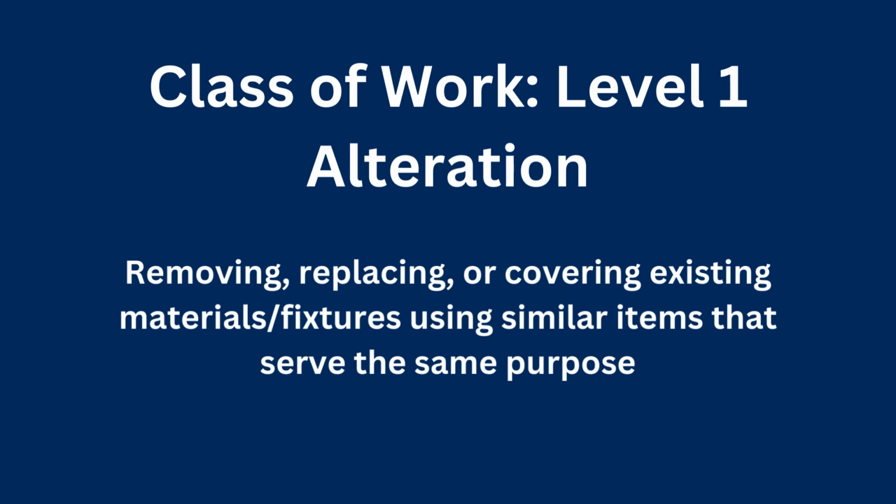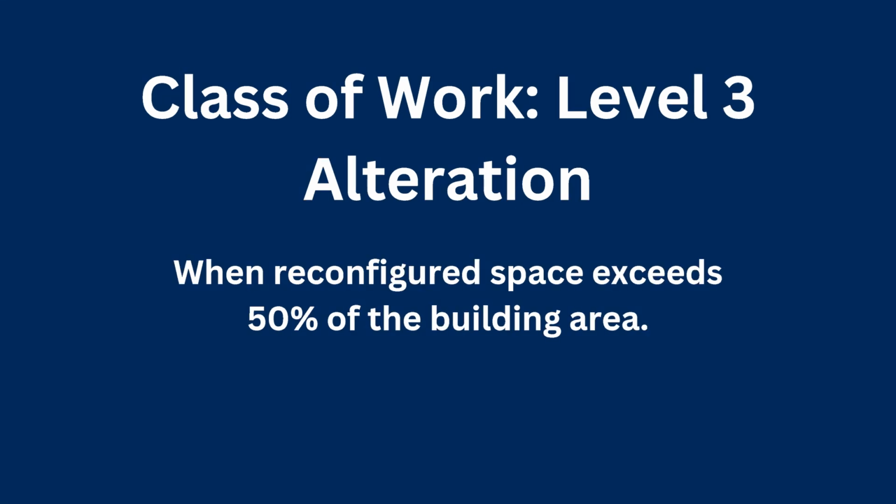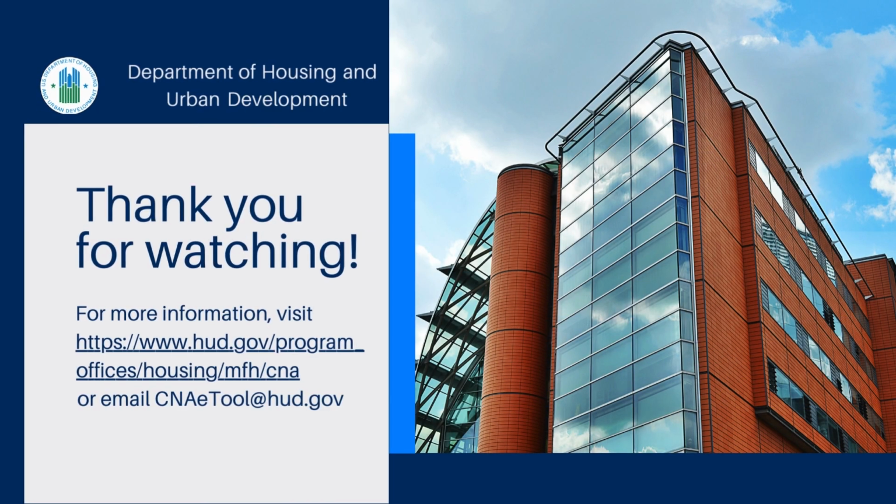or wall finishes. A level 2 alteration refers to work that includes reconfiguration of any space or system, the addition or elimination of any exterior door or window, or the installation of any additional equipment. A level 3 alteration is when the work area consists of reconfigured space that exceeds 50% of the building area. You can either leave the class of work and any detailed comments entered by the preparer as is, or you can change this information. Select Save when you're finished with the component and follow the steps we've just described for each additional component.